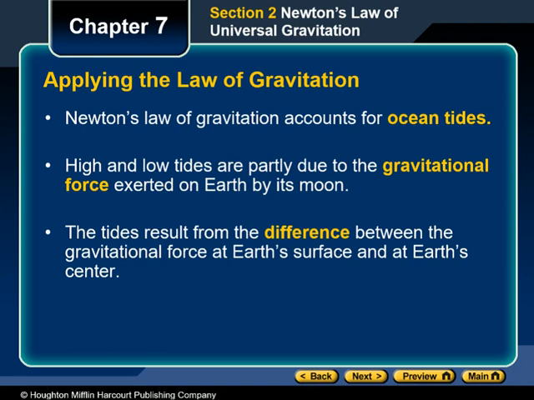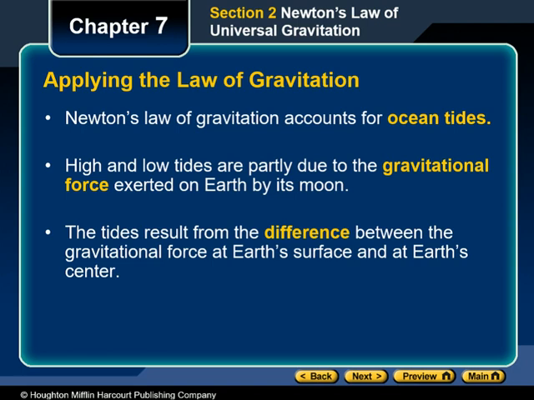The 2 high tides take place at locations on Earth that are nearly in line with the moon. On the side of Earth that is nearest the moon, gravitational force is greater than it is at Earth's center, because gravitational force decreases with distance. The water is pulled toward the moon, creating an outward bulge.